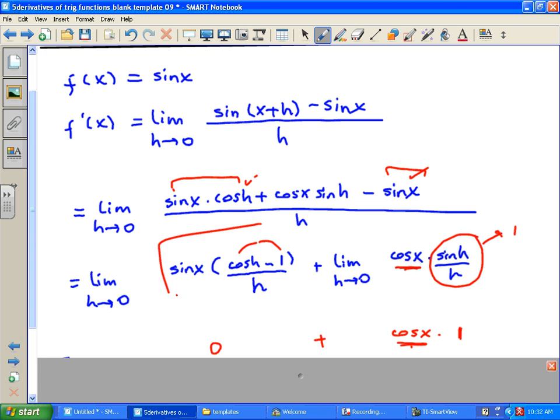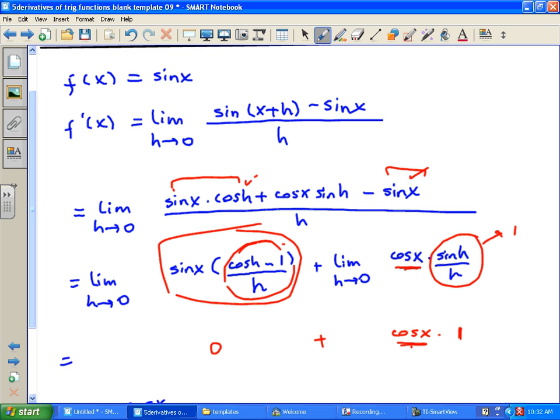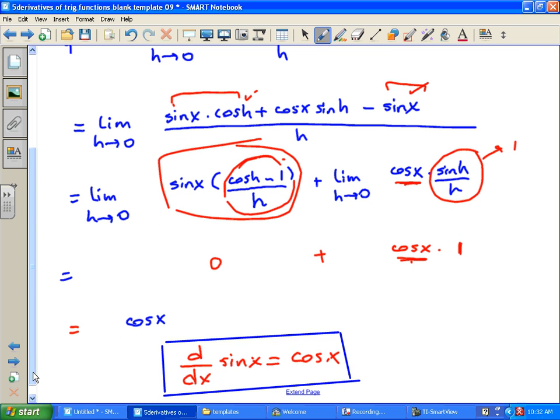In this initial part, I have to tell you that this limit turns out to be 0. Sine x times 0 turns out to be 0. So finally, if you put every piece together, you end up with 0 plus cosine x times 1. In other words, you end up with just cosine x. So that's the derivative of sine being cosine.